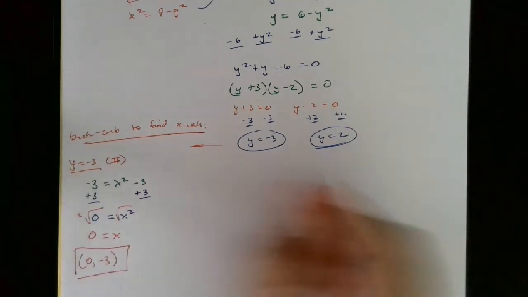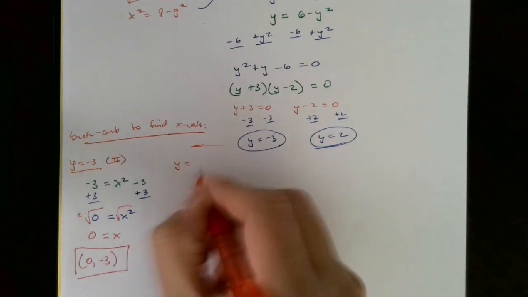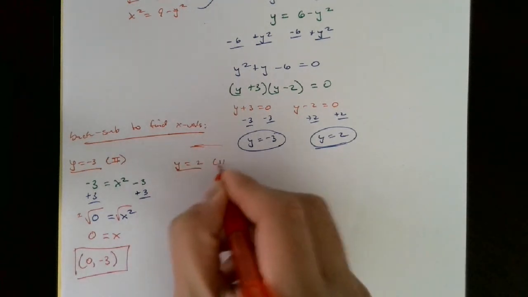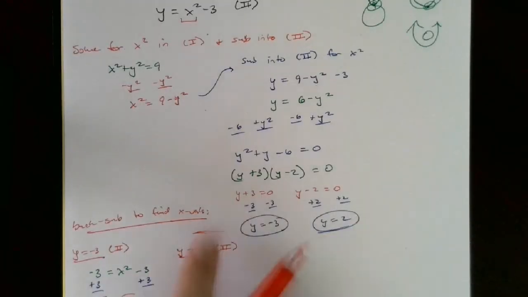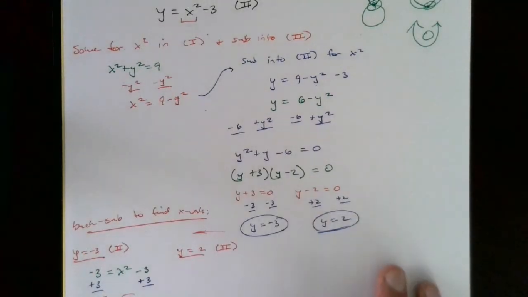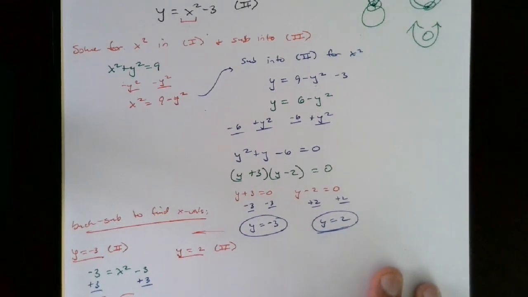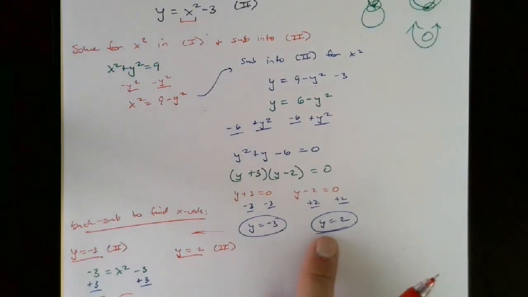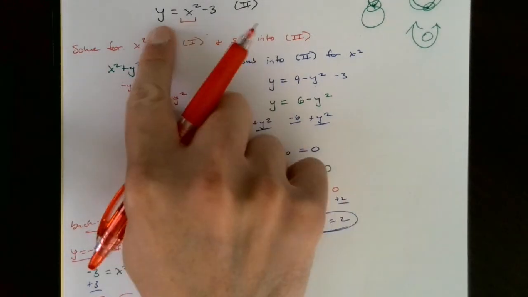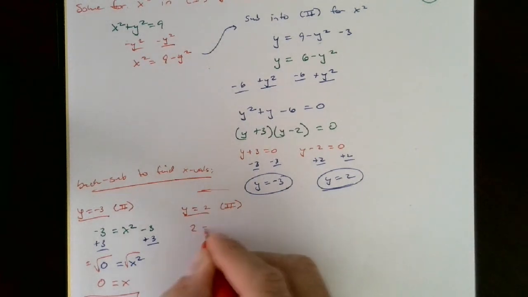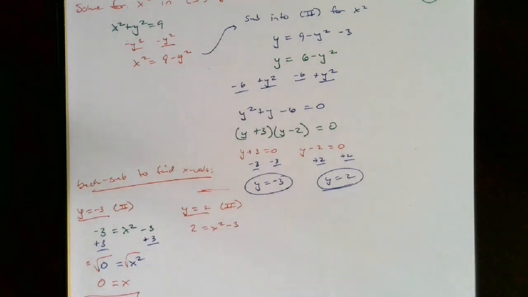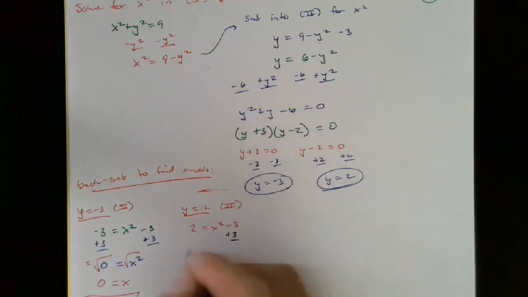The other value I sub in is y equals 2. Again, I'll sub this into equation 2. Substituting into equation 2. Remember, we're substituting in for y. So we've got y equals 2 here. If I substitute that in, I'm substituting it in right there. So we've got 2 is equal to x squared minus 3. We're going to add 3 and add 3, so I got 5 is equal to x squared.